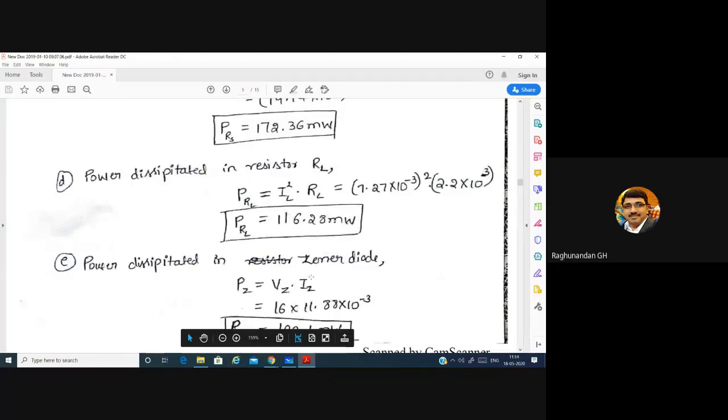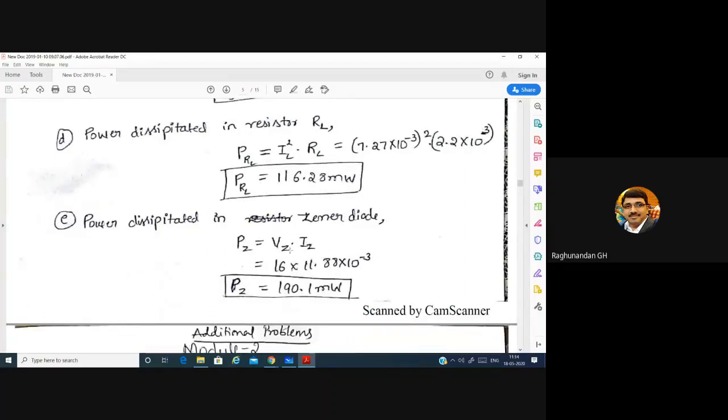Power dissipated in Zener diode, P is equal to V into I, Vz into Iz. Because we don't know what is the resistance of the Zener diode, that's why we'll use Vz into Iz. We will not use the Rz because we don't know what is the Zener resistance. Substitute Vz, 16 volt is given. Iz, you know the current. So this is the power dissipated in the Zener diode.